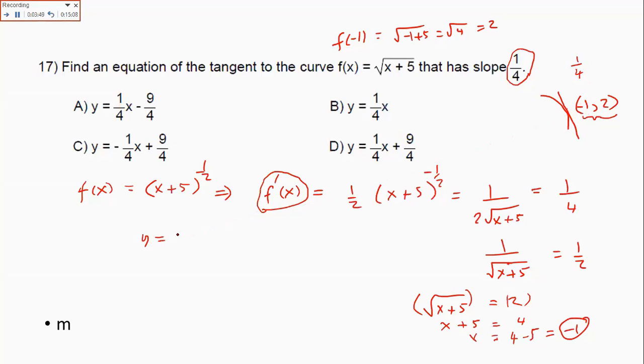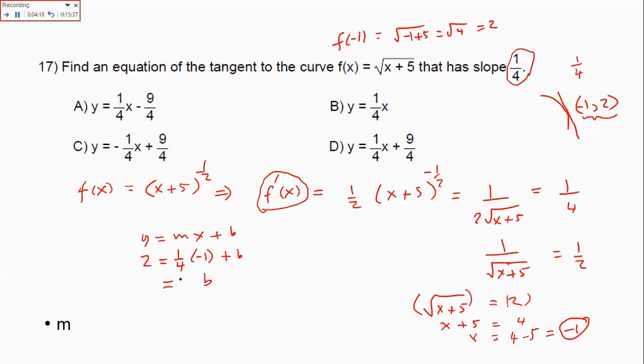y equals what? mx plus b, right? Okay, y is equal to 2, m is equal to 1 over 4, x is equal to negative 1, plus b.